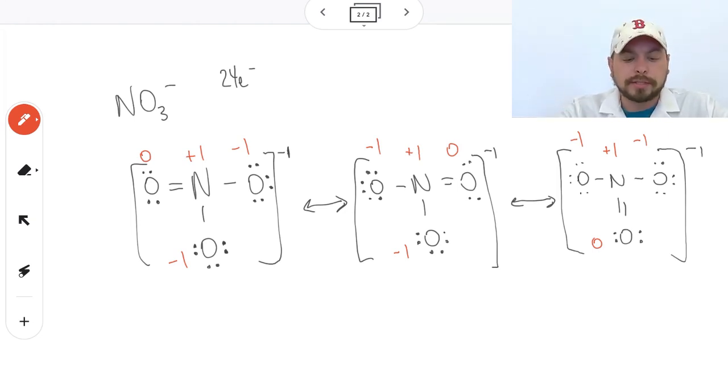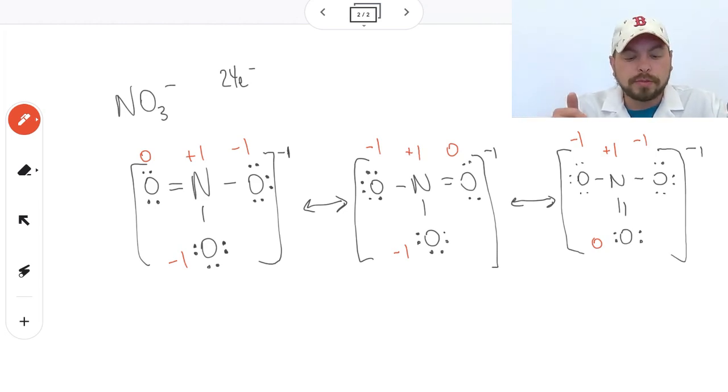So if we look at this, the top left oxygen will have an average formal charge of -2/3. The top right oxygen will also have an average formal charge of -2/3, and the bottom oxygen will also have a formal charge average of -2/3. The nitrogen's always going to be +1, but it's the least electronegative atom, so if anyone's going to have the positive formal charge, that's the one to do it.